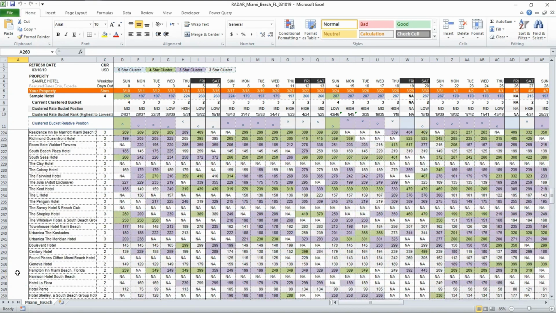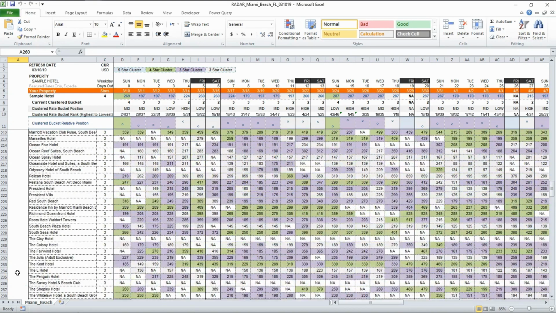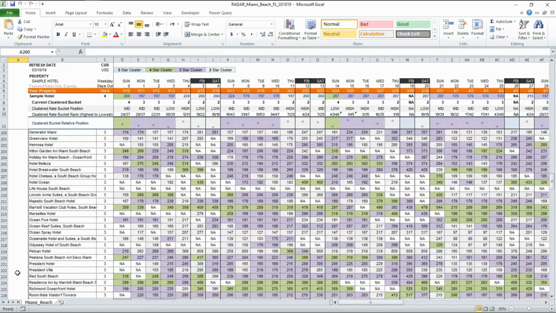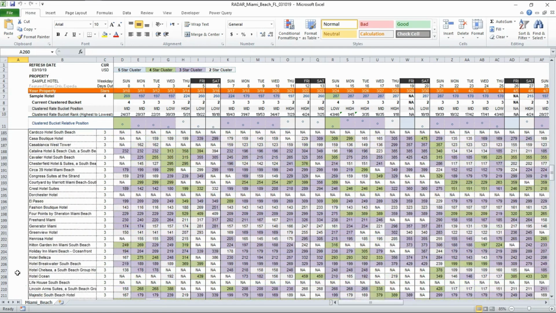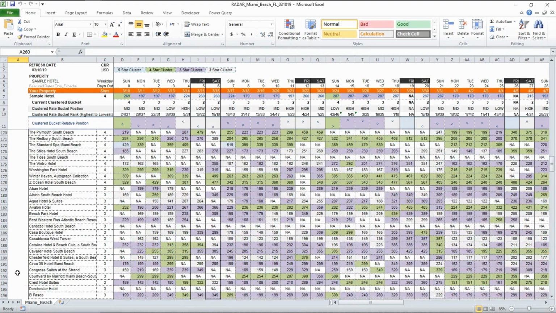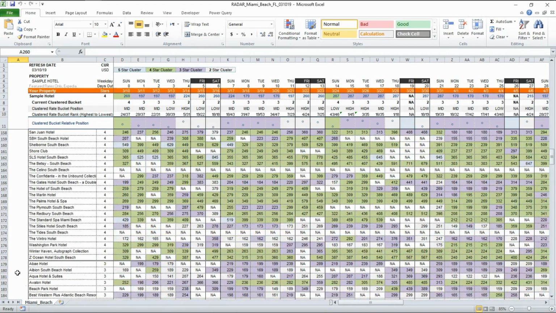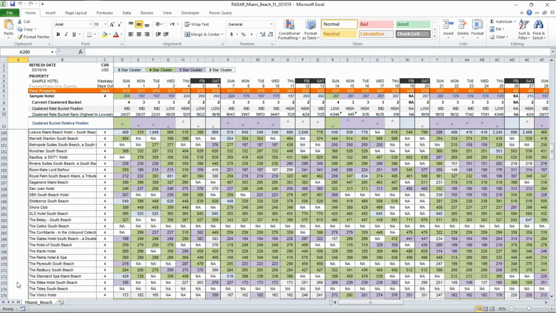After years of struggling to understand market shifts by looking at the rates of only a handful of hotels, we created a tool that allowed us to quickly understand the trends in the market and how the competitors were acting before it was too late for us to react.